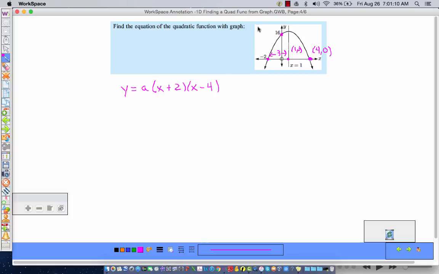I also know a y-intercept here of (0, 16). So when y equals 16, my a equals 0.